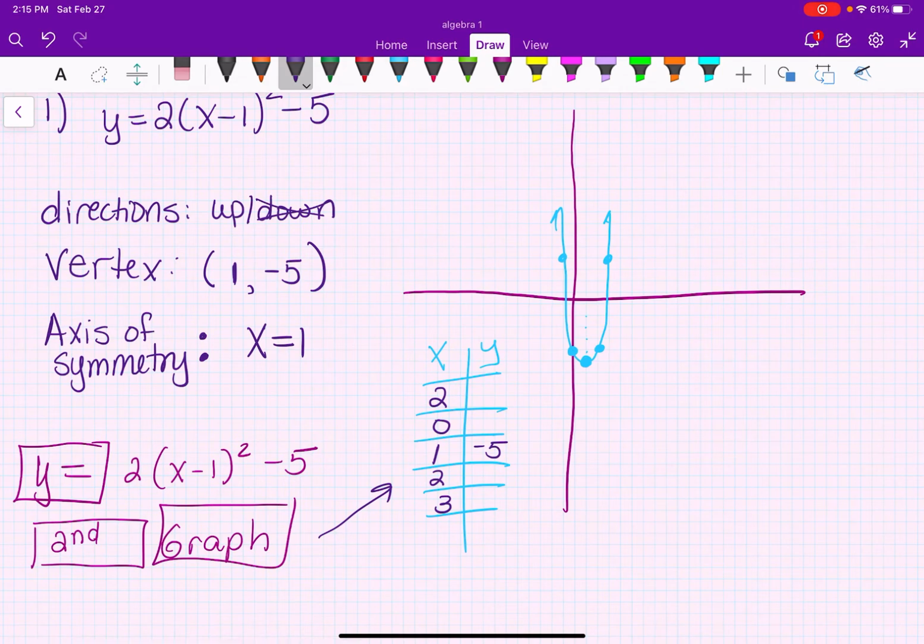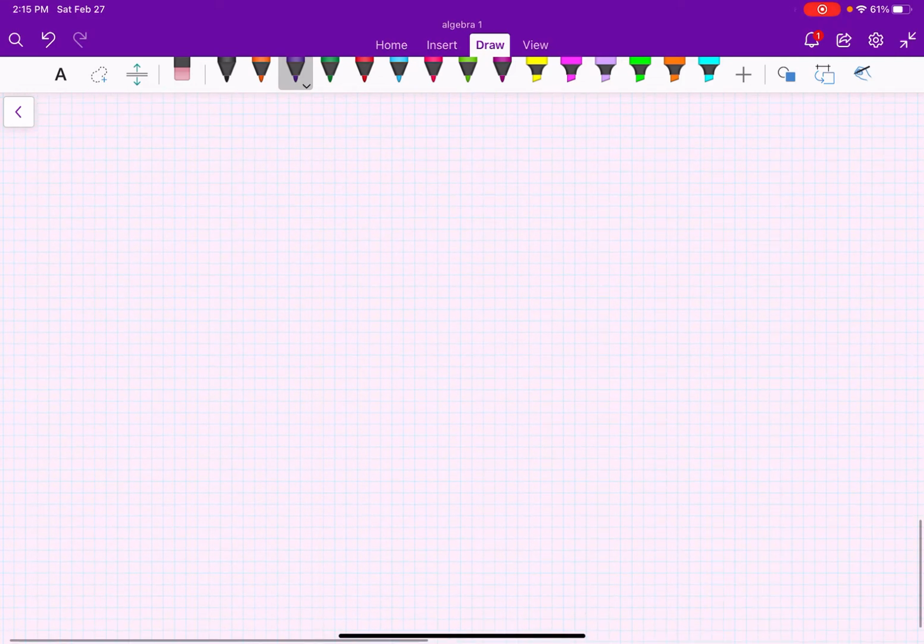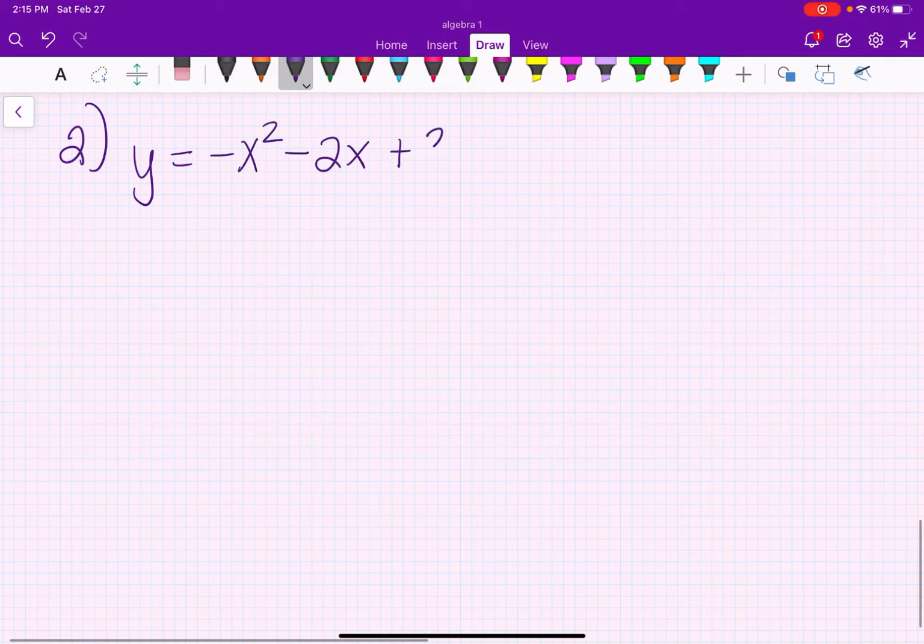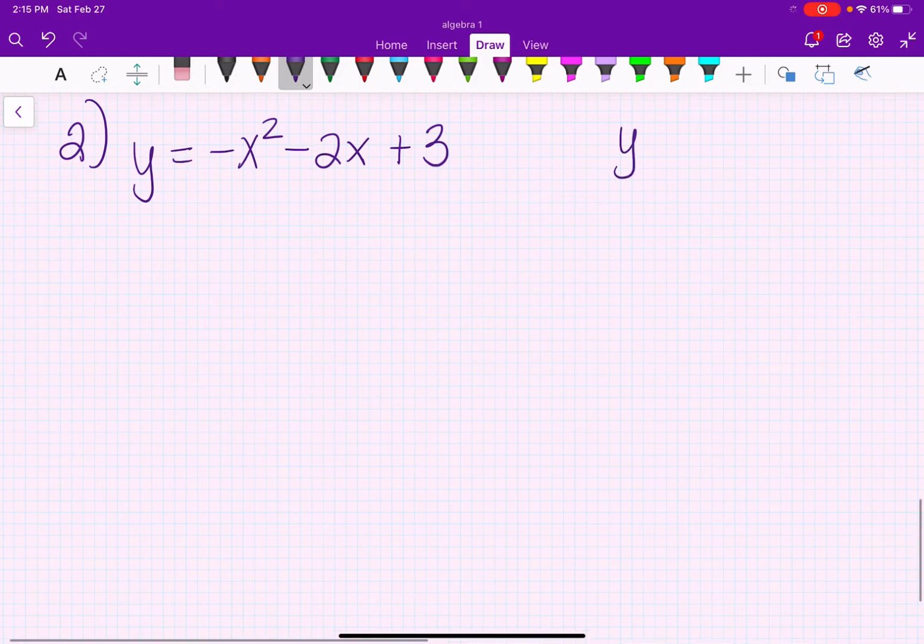All right, let's do the next one. Oh, good. The next one's fun. Here we go. Number 2. y equals negative x squared minus 2x plus 3. It says write that in standard form. So we need to get it looking like this. This is not in the right form, and we're going to be completing the squares a lot, so I hope you like it. I need it to look like this with that a in the front.